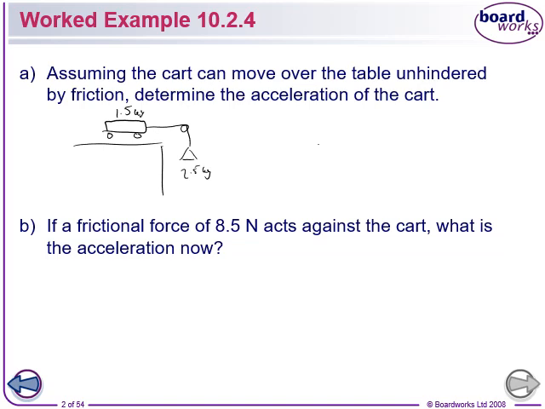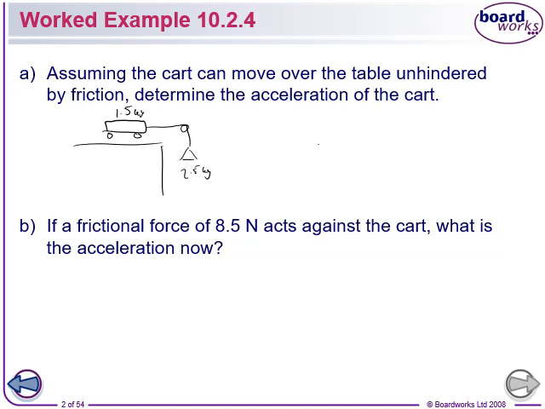Yes, it will. There is an unbalanced force acting on it. What is the unbalanced force? No, not the magnitude. What is the force? What's it called? Gravity. Gravity is acting on this. The only thing that is going to accelerate this system is the gravitational pull on this 2.5 kilogram mass.